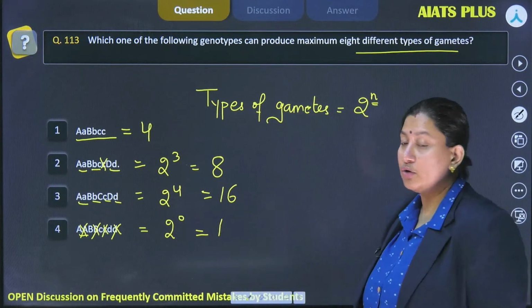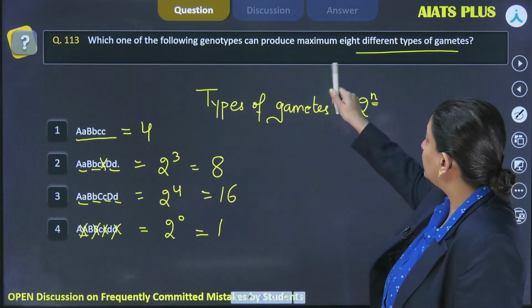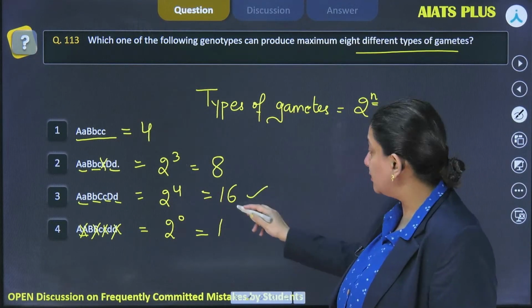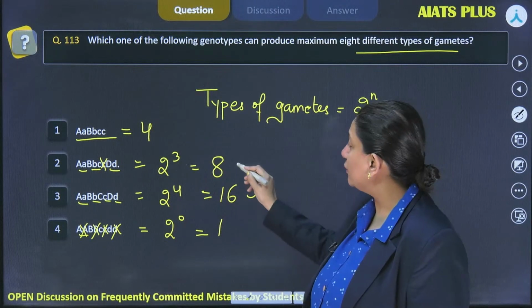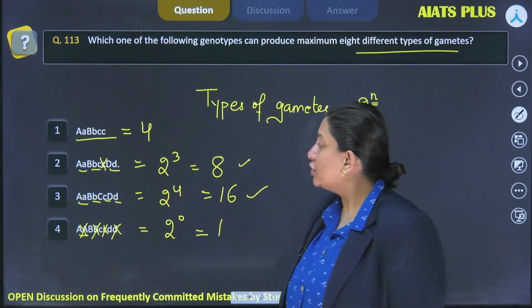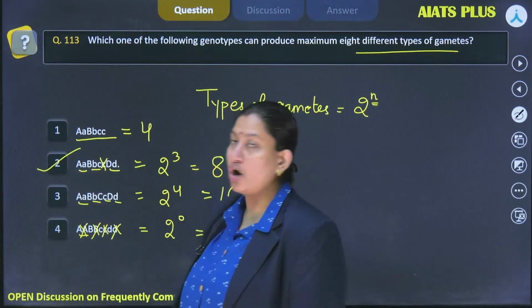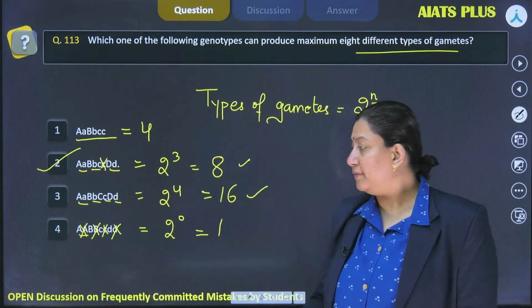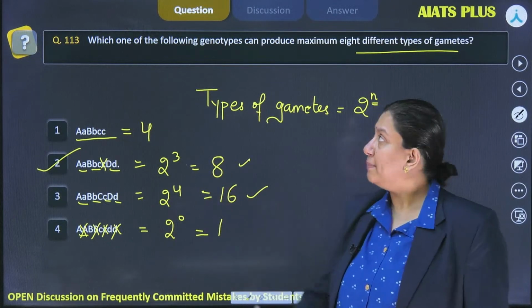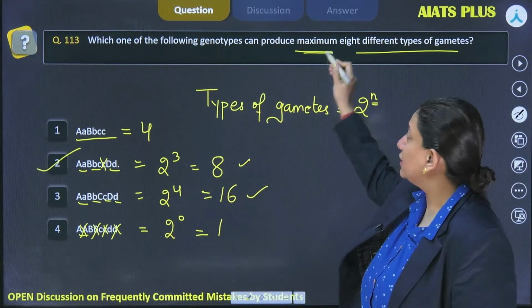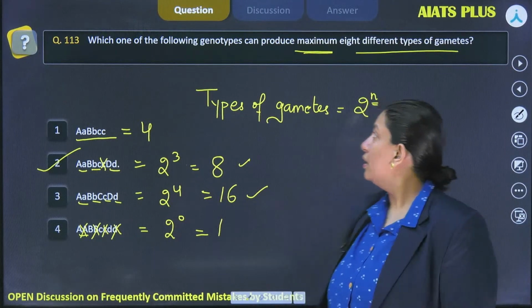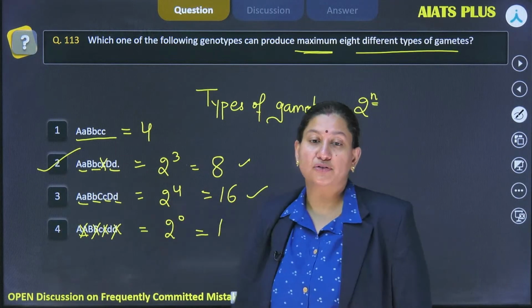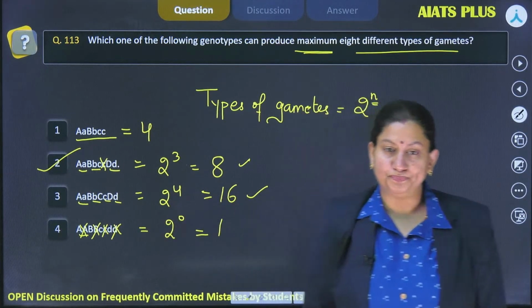Now the question is asking which one of the following genotypes can produce a maximum of 8. Some can produce 8, but go much beyond that. Maximum 8 would be produced by this one, so the correct answer is option number 2, right? If it were a minimum of 8, then it could be this and this both. But the question explicitly says a maximum of 8 different types of gametes could be produced. So that's why the correct answer is option number 2, right?